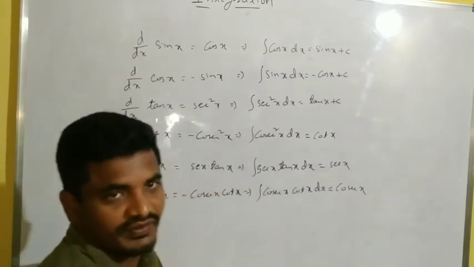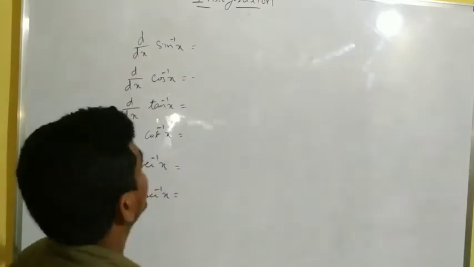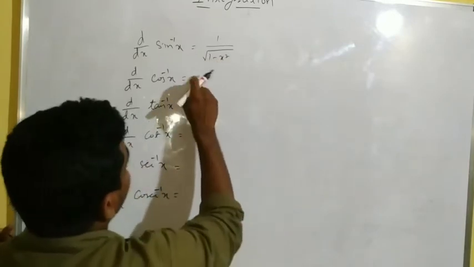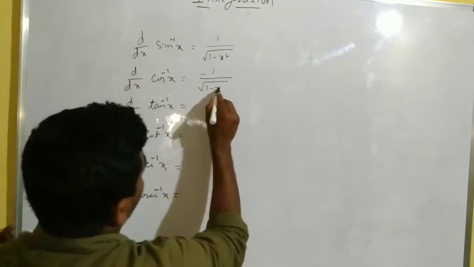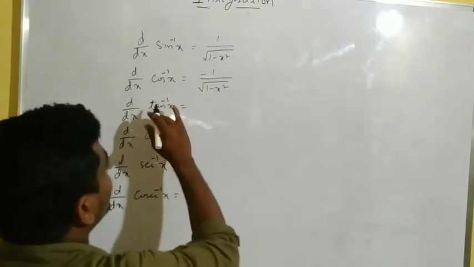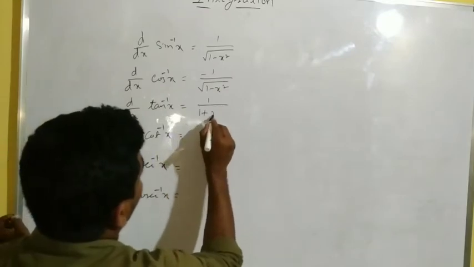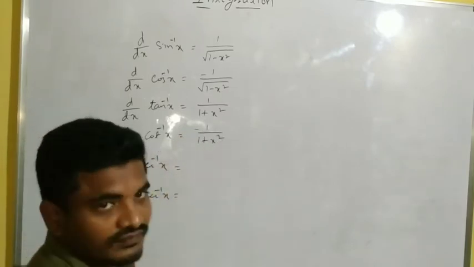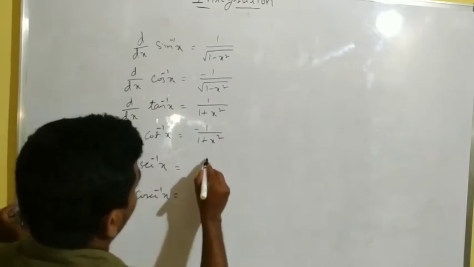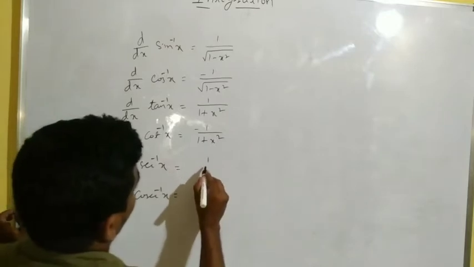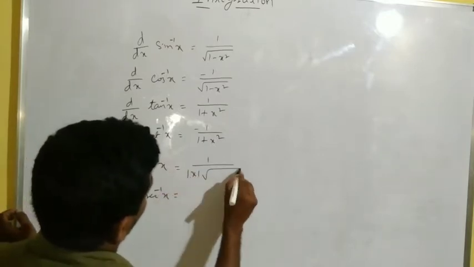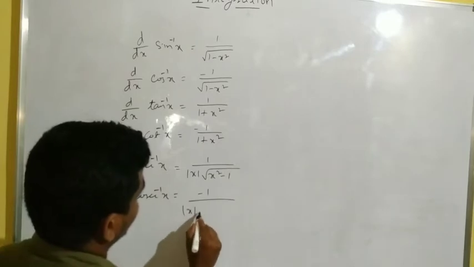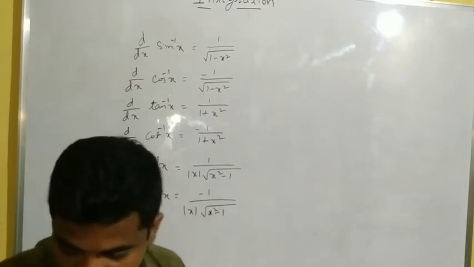And next, inverse trigonometric functions. The derivative of sin inverse x equals 1 by root over 1 minus x square, and for cos inverse x the same with only a minus change. For tan inverse x we get 1 by 1 plus x square, for cot inverse x we get minus 1 by 1 plus x square, for sec inverse x we get 1 by mod x root over x square minus 1, and for cosec inverse x we get minus 1 by mod x root over x square minus 1.